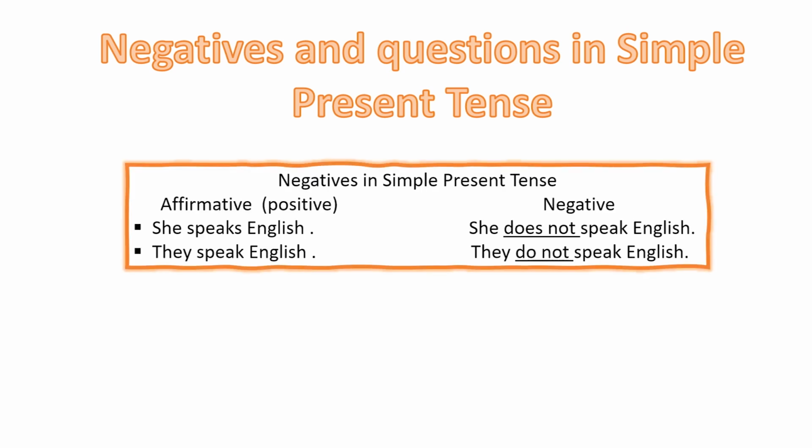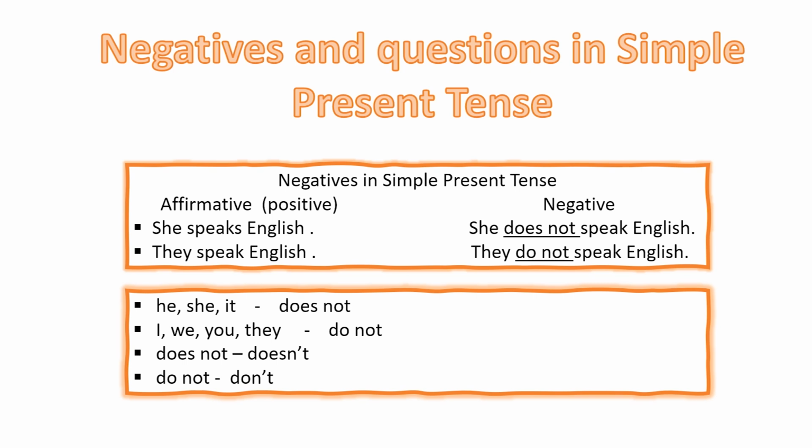On the screen you can see some affirmative sentences and negative sentences. Let's firstly discuss them. She speaks English. The negative would be she does not speak English. They speak English. The negative would be they do not speak English. So you can see that with she, does not has been used, with they, do not has been used. Let's see the reason for this.